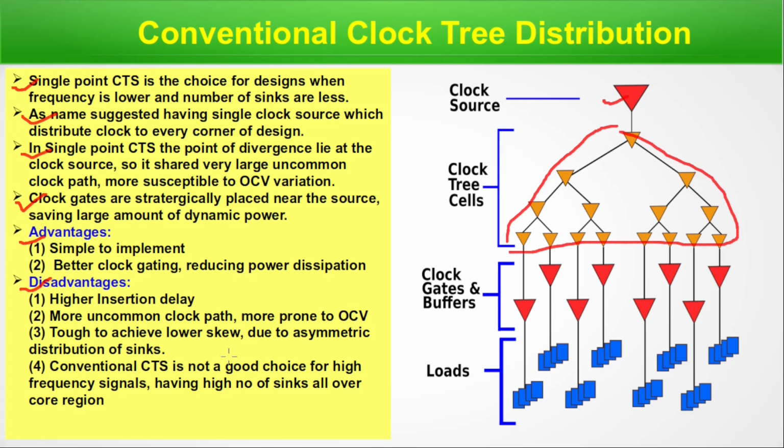Implementation is easier, although very prone to OCV. Quite good at reducing power dissipation, with better clock gating, although it is not good for high frequency signals, and it's really tough to achieve lower skew because of asymmetric distribution of sinks. So this is the conventional clock tree. We are done with this slide. Now we will move to clock mesh.